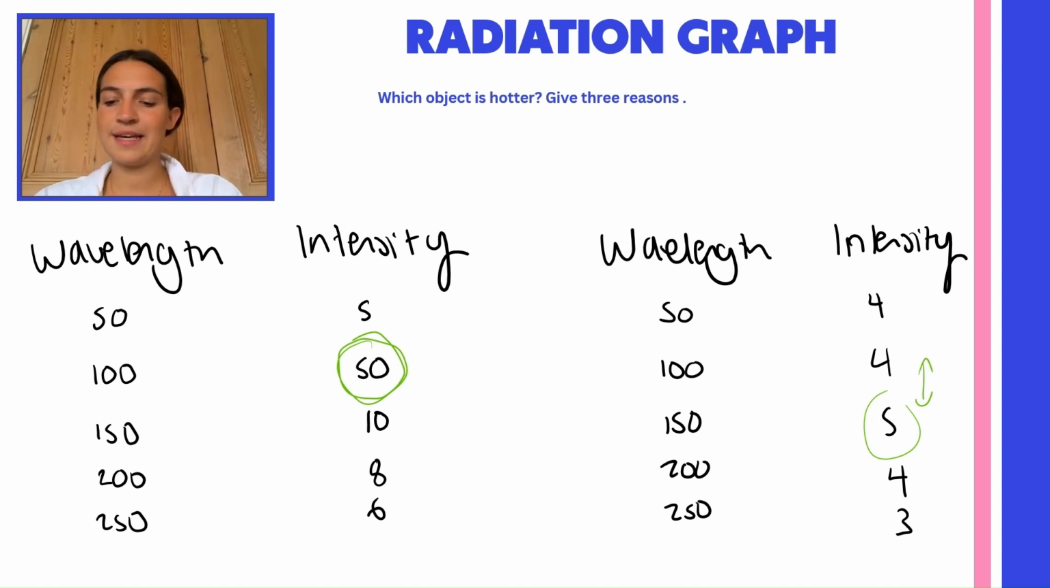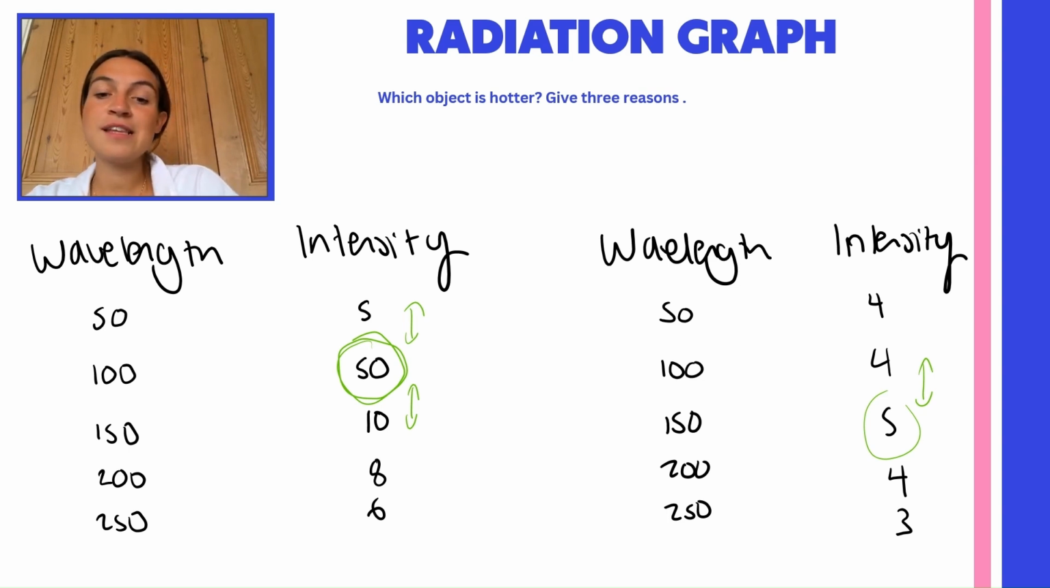Okay, what about my second clue? My second clue is going to be to do with the steepness of the curve. The steeper the curve, the hotter the object as well. If I look at my object on the left-hand side, my intensity goes from 5 to 50 in a wavelength change of 50. So that's quite a steep increase, whereas on my right-hand side, it only goes from 4 up to the peak of 5 in that same 50 change of wavelength.